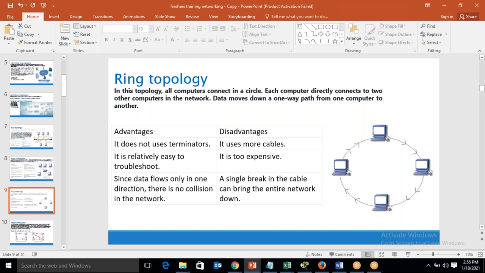Let us see some of the advantages and disadvantages. Advantages: it does not use terminators, of course, because it's a loop. And it is relatively easy to troubleshoot. Of course, since the data flows only in one direction, there is no collision in the network. These are the basic things. And coming to the disadvantages, it uses more cables. It is too expensive. And a single break in a cable can bring the entire network down. You can see, for example, there is a cable between this right side computer and this bottom computer. If this link fails, no other computers can reach this particular bottom computer. Hence, breakage in the cable can bring the entire network down.